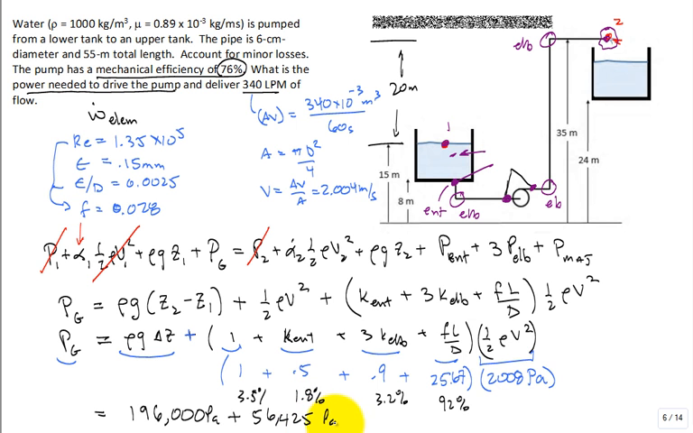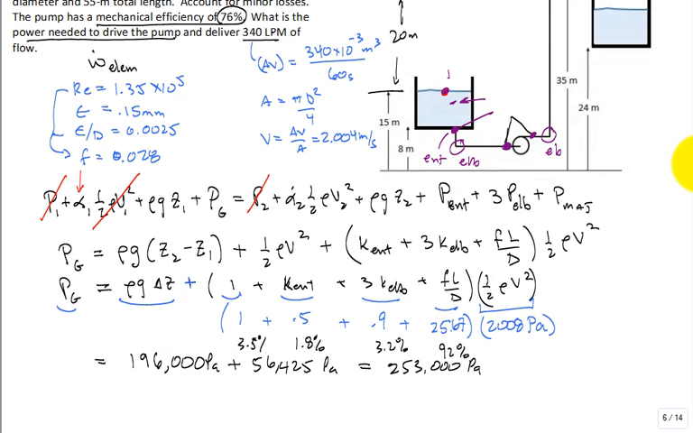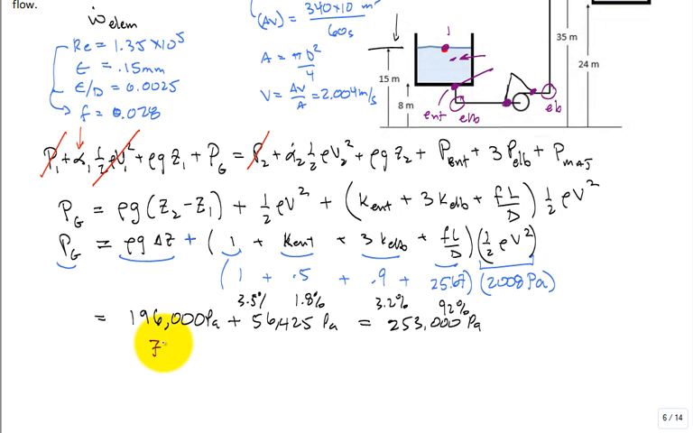When you calculate what the other component is, that's 56,425 Pascal. So the pump has to put out a total of 253,000 Pascal. Where is it going? Well, you can backtrack. 78% of the pressure that the pump puts out goes to just lifting the water. And then 22% of it goes to overcoming the friction and giving it sufficient velocity head, or that kinetic energy at the exit.